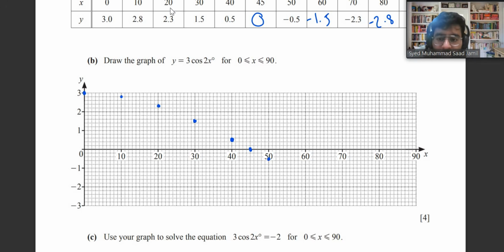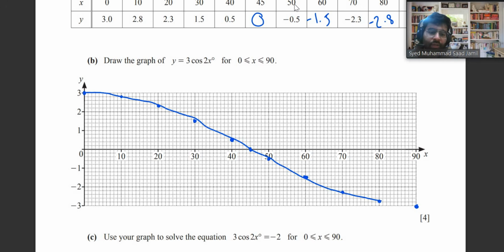Then 60, it's negative 1.5, negative 1, 1.2, 1.4, 1.5. At 70, it's negative 2.3. So 2.2, 2.3. At 80, it's negative 2.8. And at 90, it's negative 3. So this is it. This is easy marks, 3 marks. Alright guys, my sketches, as you all know, it's probably the worst, but I'm trying.